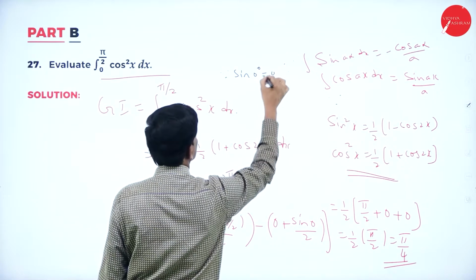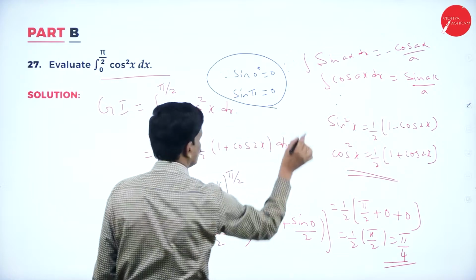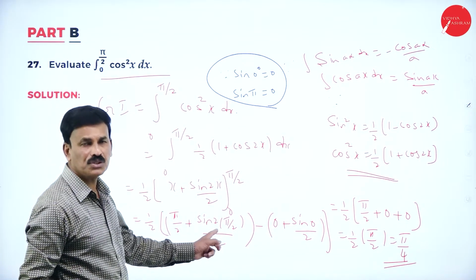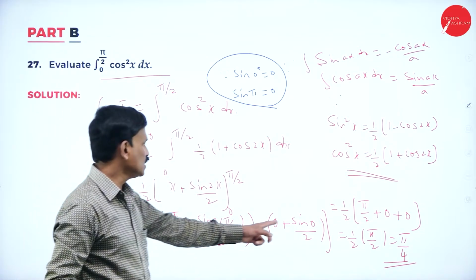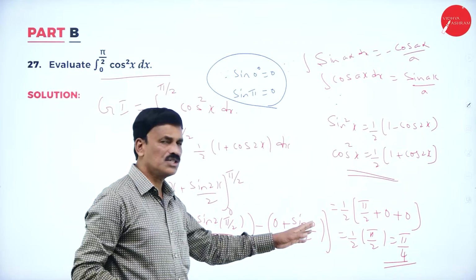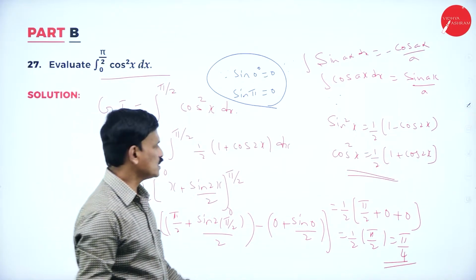Since sin 0 degree is equal to 0, sin of 180 is also equal to 0. So this is pi by 2, and sin 180 is 0. Again minus, sin 0 is 0. Everything gets cancelled. It is 0. Now that is minus 0.